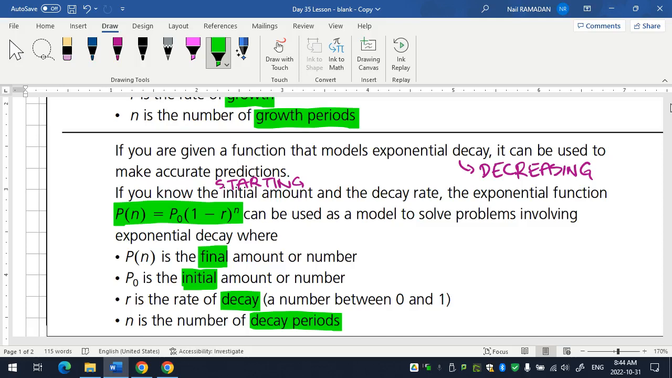So the word decay is very, very used in half-life calculations. Half-life means how long it takes for an element to decay to half of what we have of it now. That's the meaning of half-life. Okay? All right, everyone. So let's go to the first example.